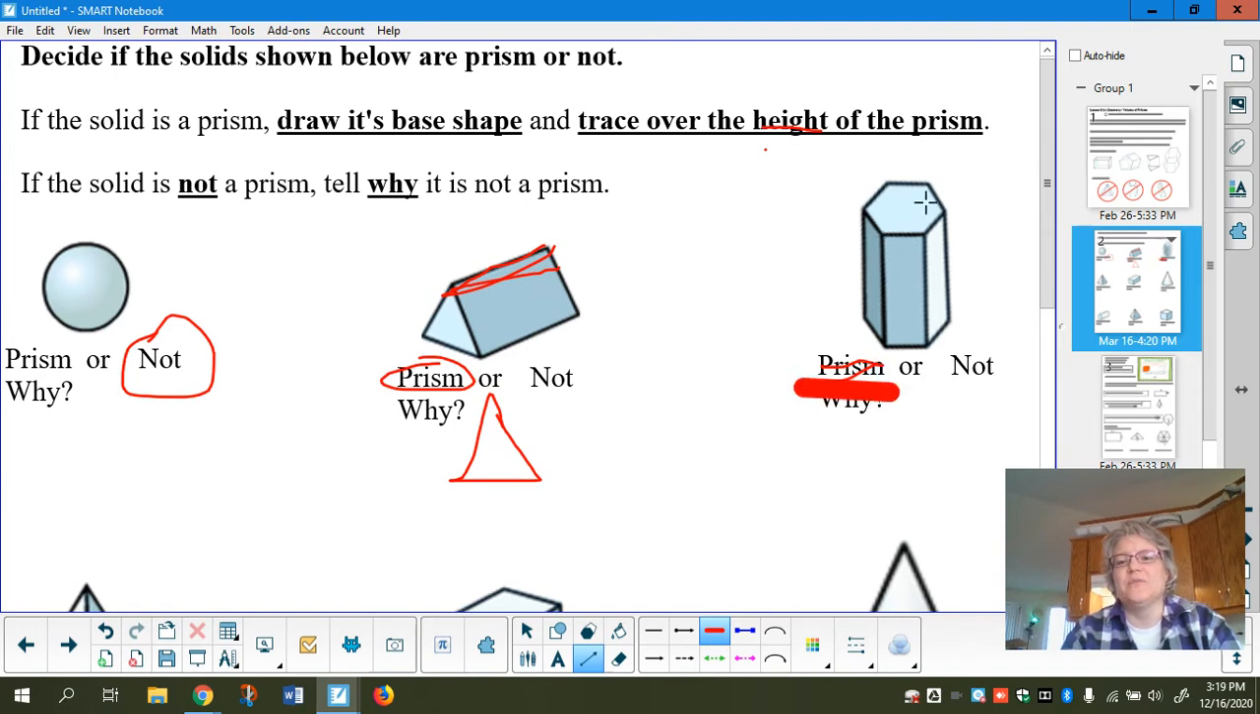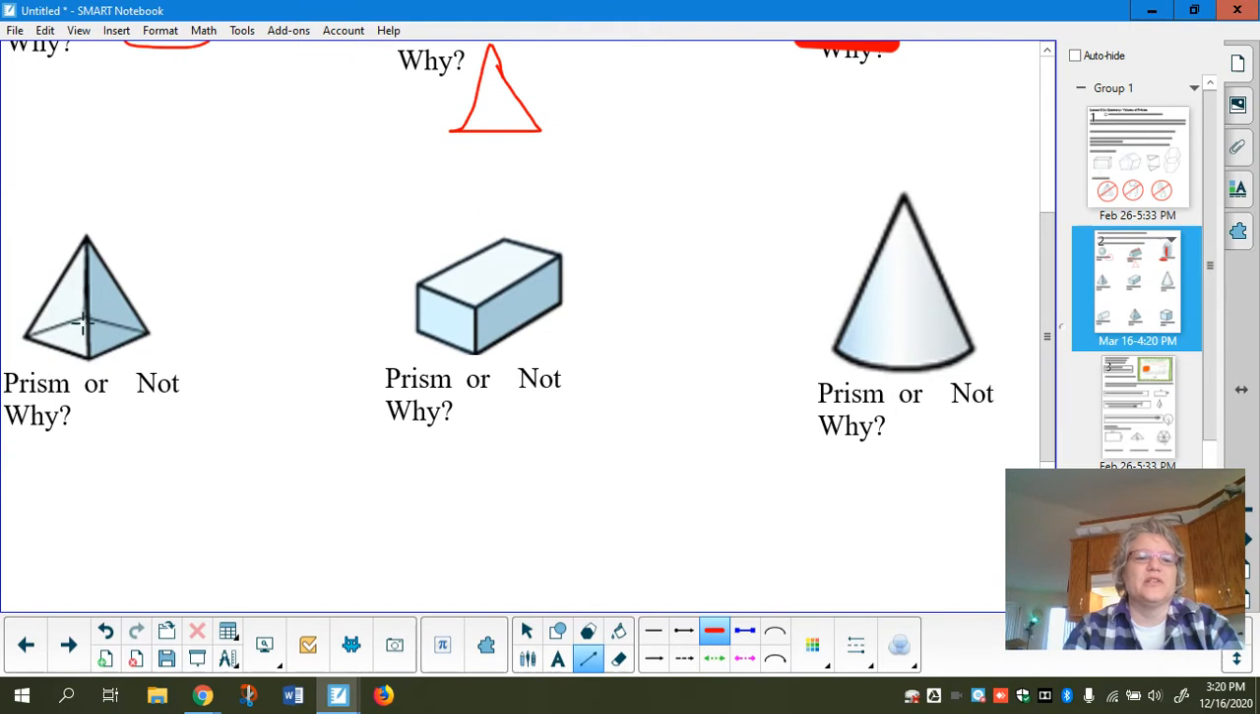And the height of the prism is the distance from base to base. Now we can't see the other base, but we know it's down there, so this is the height. And you can pick any one of these lines to show the height. All right, moving on. Is this a prism?